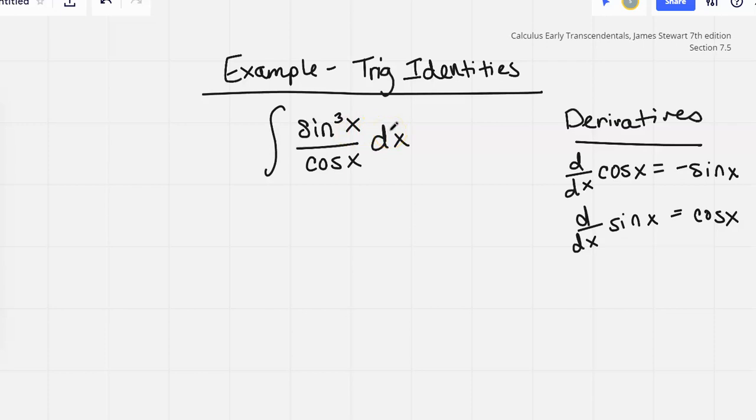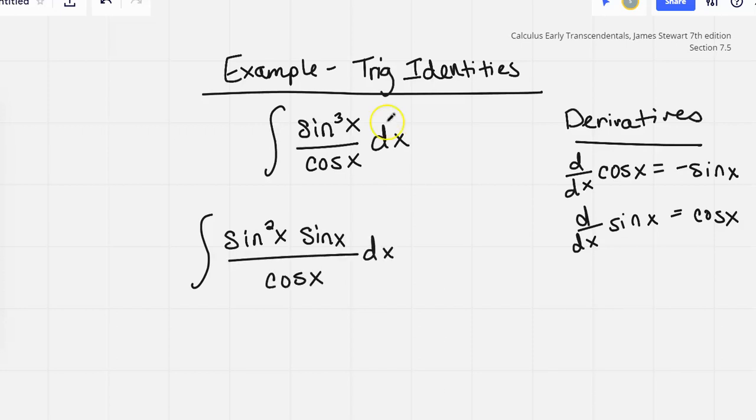So I'm looking at that sine cubed x and going, okay, I need to get kind of a sine cosine thing going on here. So I'm going to separate out that sine cubed x to sine squared x times sine x all over cosine x, and that's dx. And now what I'm seeing here is, if I were to let u equal sine of x, I'm going to end up with the cosine x, but the cosine x dx that I want can't happen because of that cosine x in the denominator.